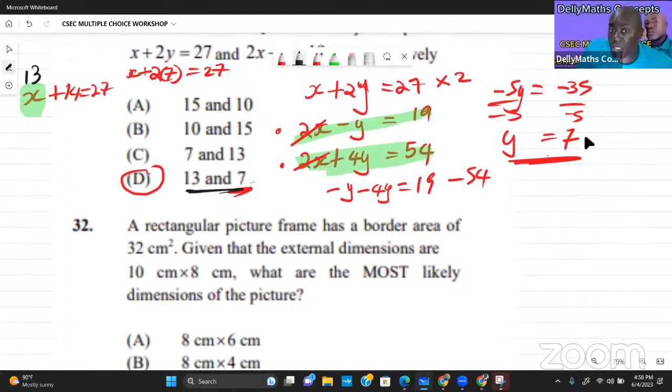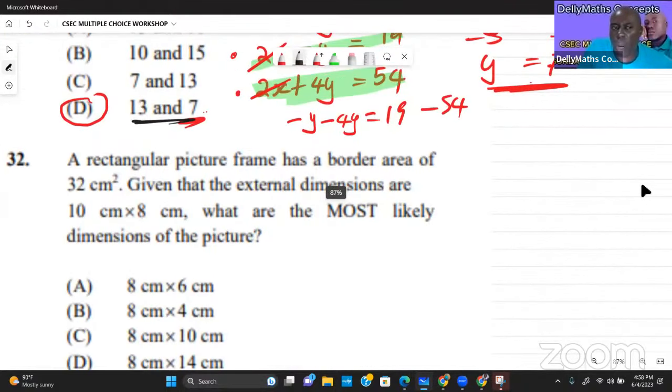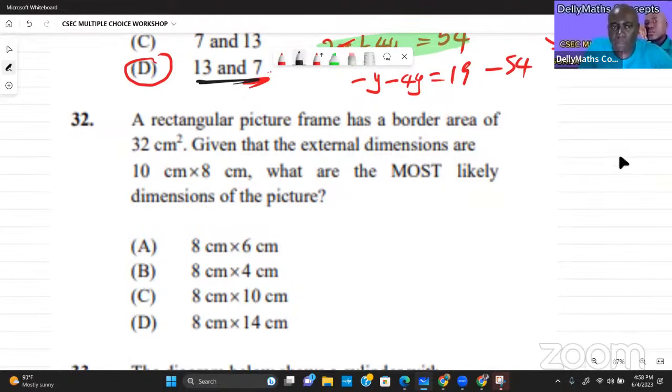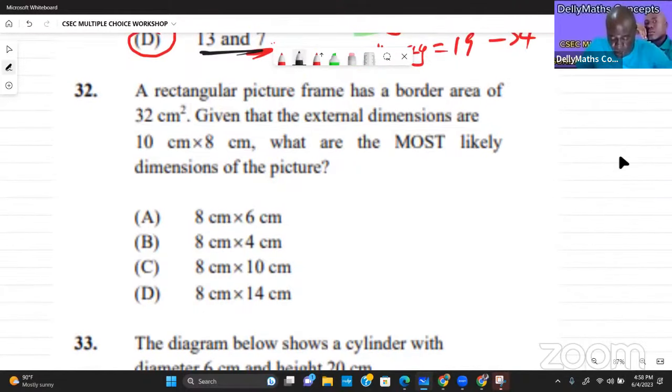Sometimes you could check them and see, as well as you could work out one and then just pick the answer. And you don't need to verify the other. You don't need to double check, meaning to verify if the other one is okay. You pick one and the moment you get it, you're good.